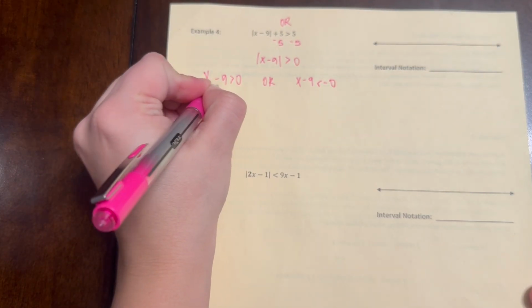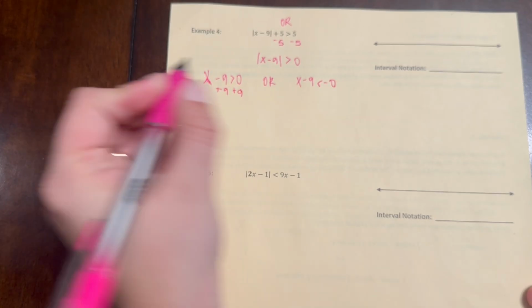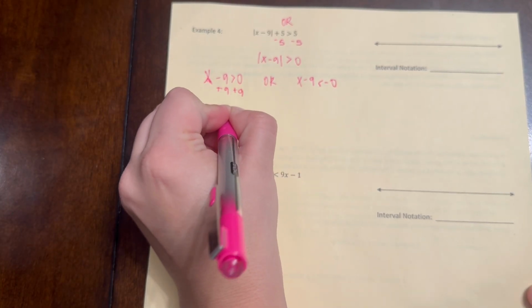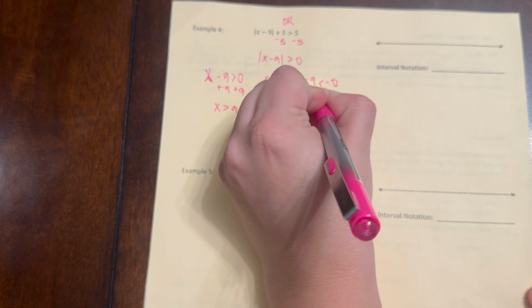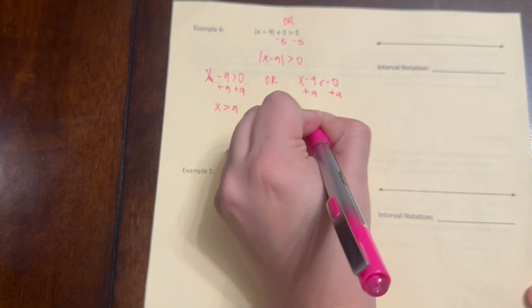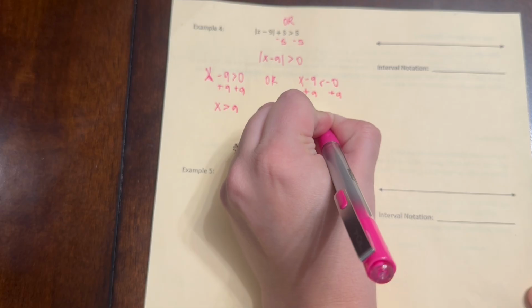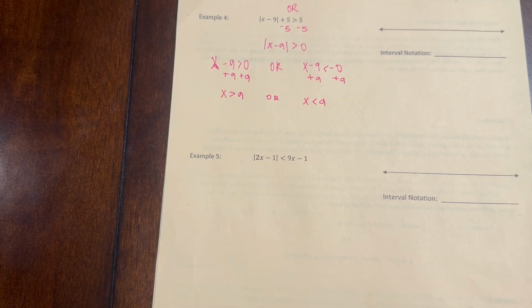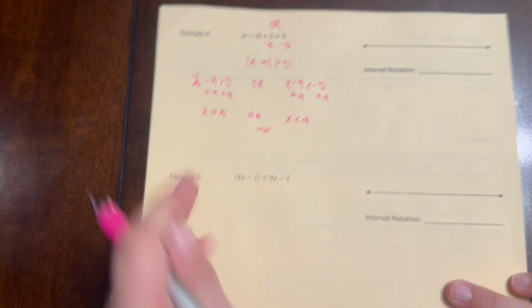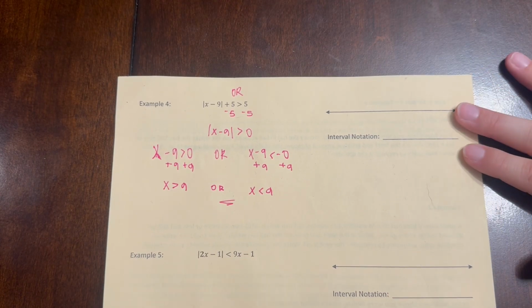So now we're going to solve for x. Luckily, this one isn't too bad. We're just going to add 9 to both sides. All right, so this is what we have. x is greater than 9 or x is less than 9. Since it's an or statement, we can go ahead and graph both of them on the number line.